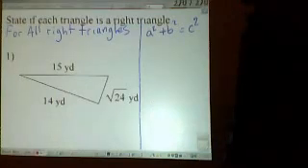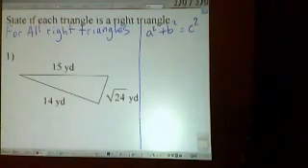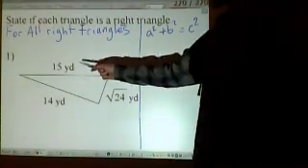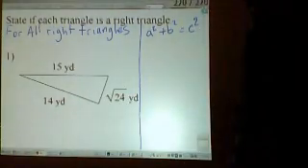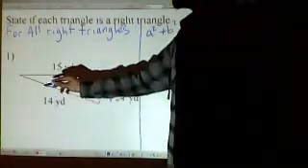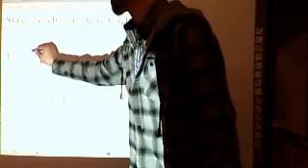Well, we know the square root of 24 is smaller than 15. Okay, so we know that it's definitely going to be 15. Well, 15 is bigger than 14 also. So the hypotenuse is the biggest side. Okay, so we're going to make sure that we notice that's where c is the hypotenuse.